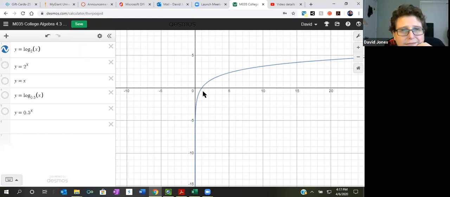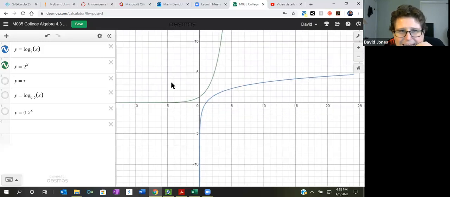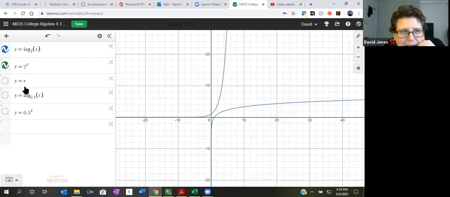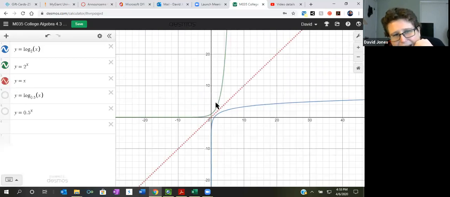If we look at y equals 2 to the x, the exponential function, it looks like that. And what if we put our line of symmetry in there for inverses? Look at that. They look like mirrors of each other. All right.